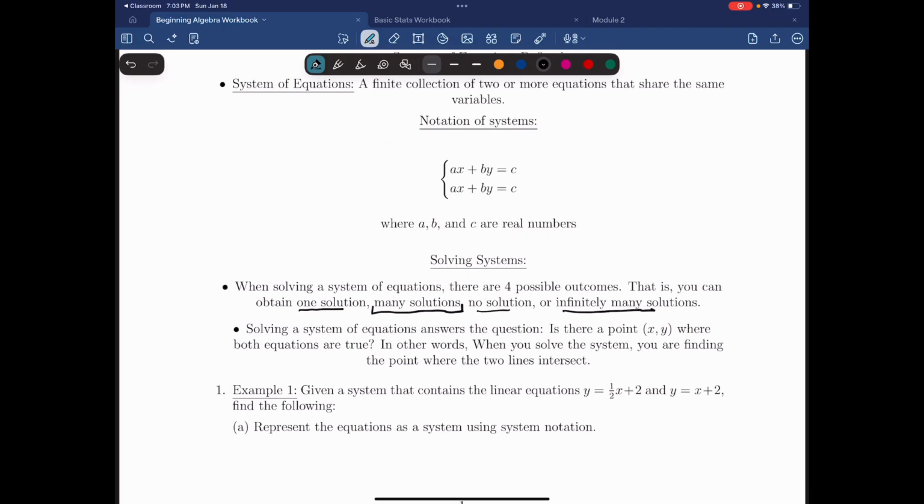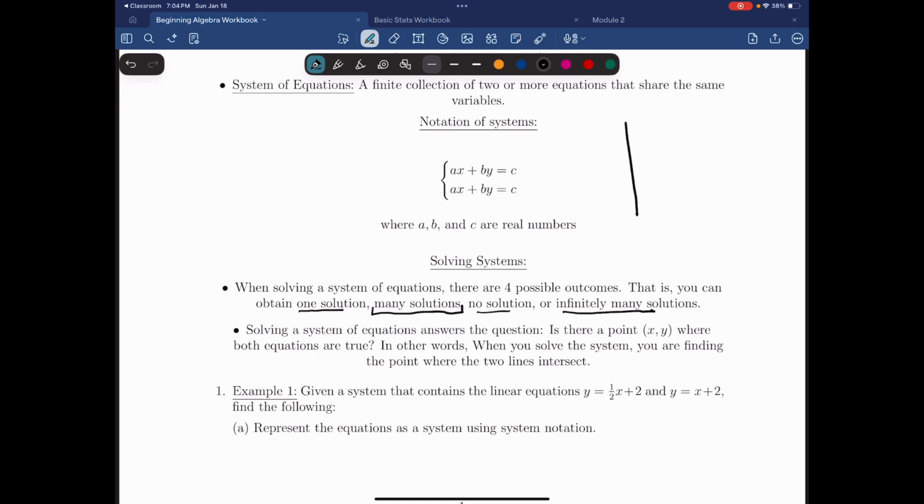Solving a system of equations answers the question: is there a point (x, y) where both equations are true? Or in other words, when you solve a system of equations, you are finding the point where the two lines intersect. So what does this mean? Well, let's say we have these two linear equations like we have seen here.